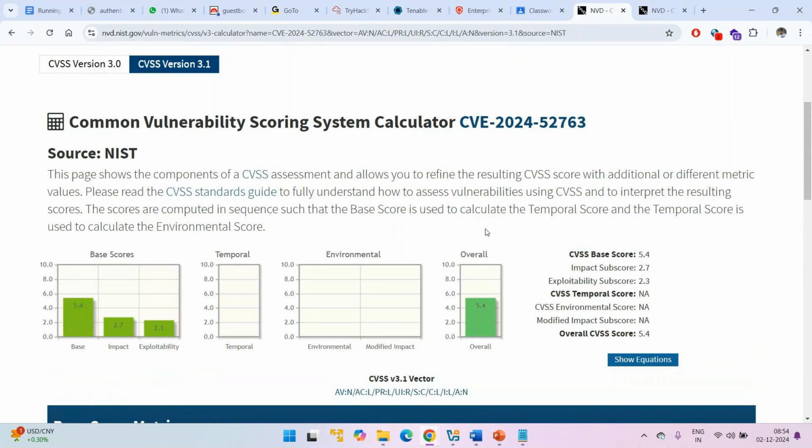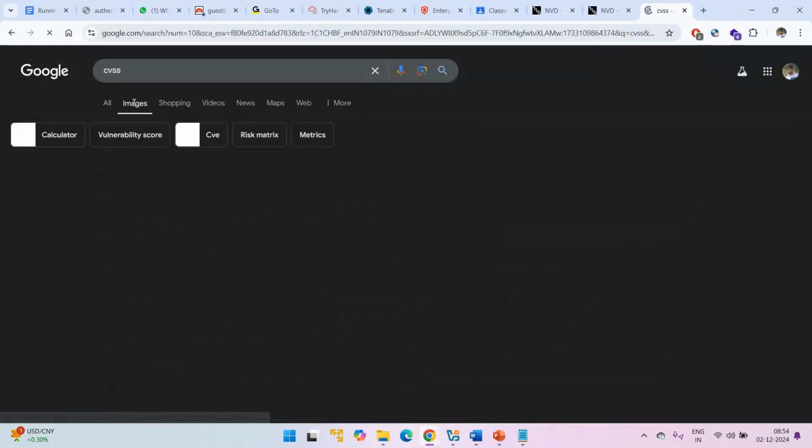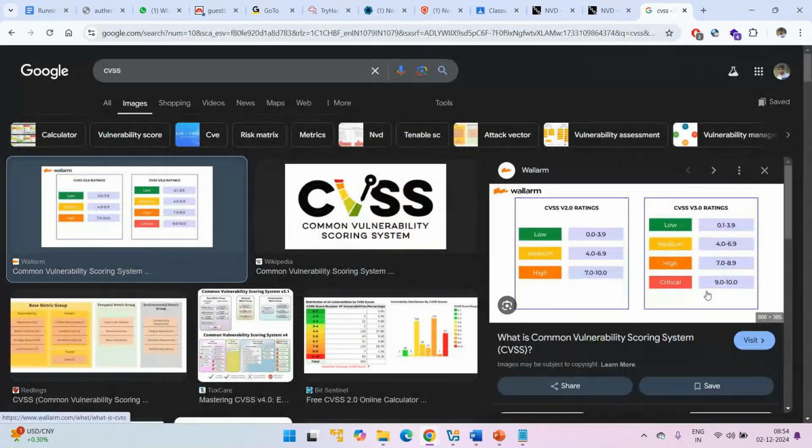If more severity is there, right? This is how the CVSS scoring system will look. It starts from, anything which scores between 9 to 10 is critical, 7 to 8.9 is high, 4 to 6.9 is medium, and 0.1 to 3.9 is low. Right. So this is how the CVSS ratings will be divided as per the range.